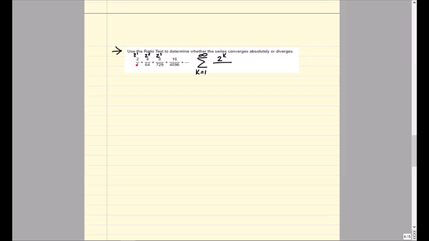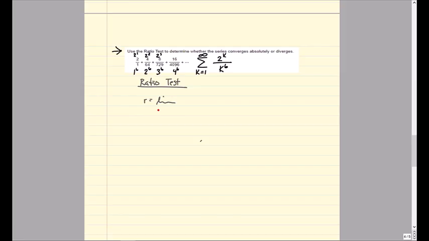And the denominator is not as clear. So if I'm looking at 2, 4, 8, 16, 32, 64, that would be 2 to the 6th. This would be 1 to the 6th. This is 3 to the 6th. This is 4 to the 6th, etc. So this would be k to the 6th. So that's the series that I'm trying to test here. And it says I'm using the ratio test. So let's go ahead and write out the test, name the test, and then let's go ahead and perform the test.